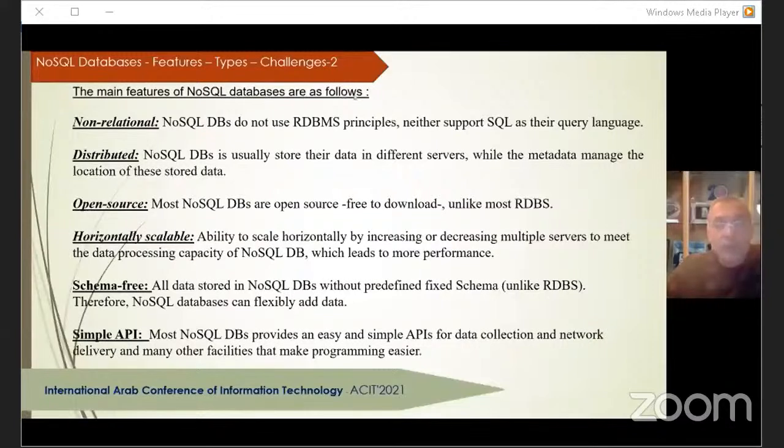The main features of NoSQL could be stated as follows. It's non-relational. They do not support SQL as their query language. It's distributed. It's open source, free to download, unlike most relational databases. The most important is that it's horizontally scalable, so it has the ability to scale horizontally by increasing or decreasing the number of servers to meet the data processing capacity. It also is schema-free and has simple interfaces. Most NoSQL databases provide easy and simple interfaces for data collection and network delivery.